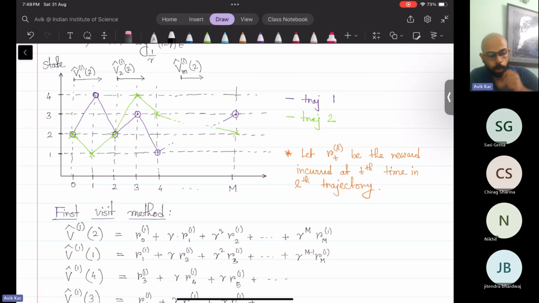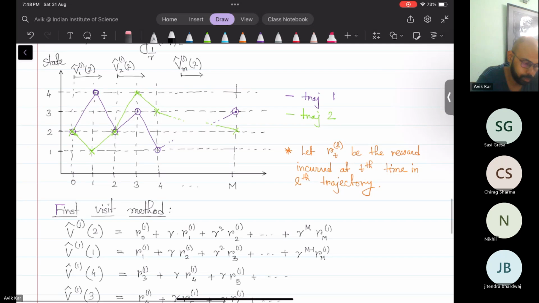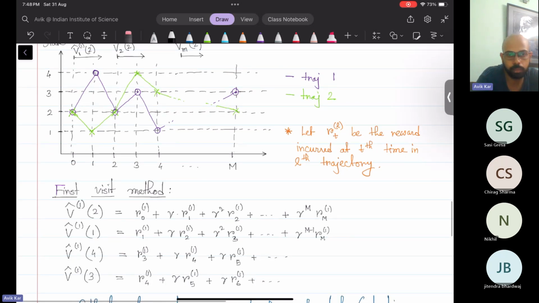So instead of one estimate from one trajectory, we are having as many estimates as possible from one trajectory. If a state is visited m times, then we'll take m trajectories. So that's the method. There is nothing complicated in it.